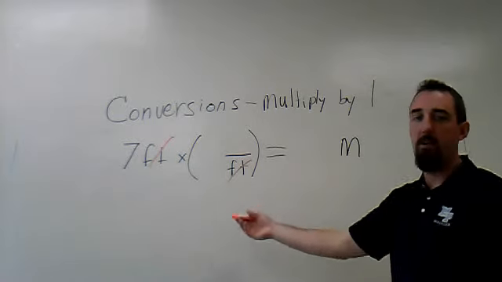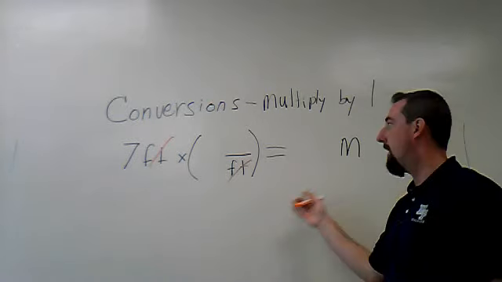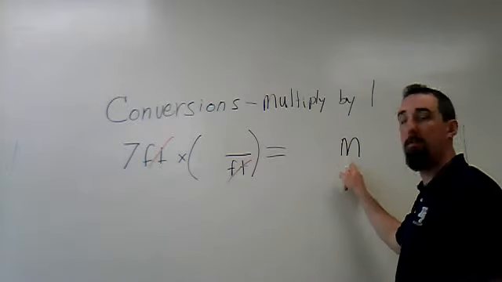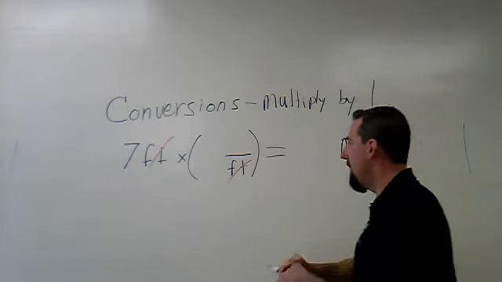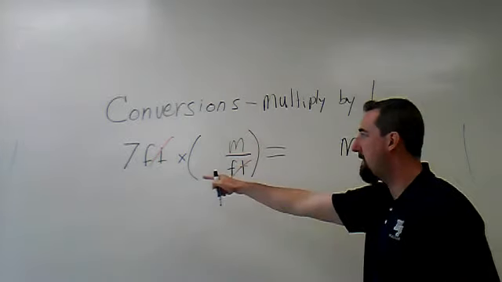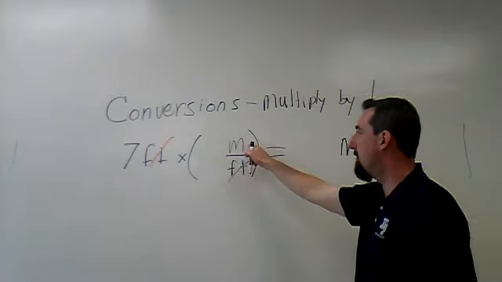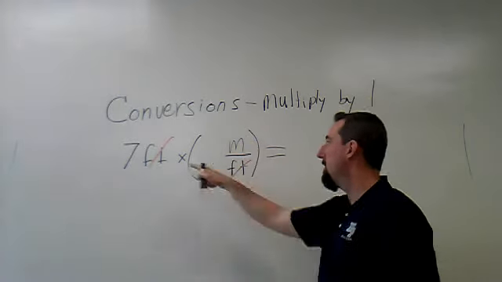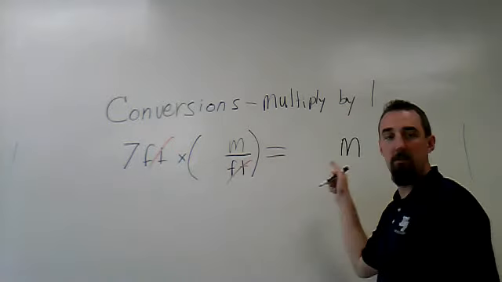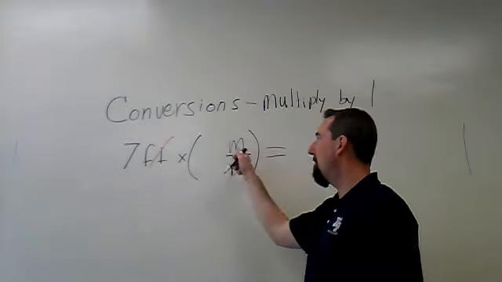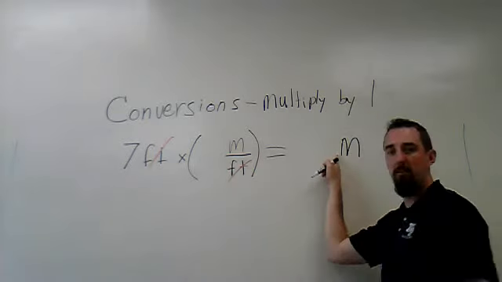Well, now I have no units. That's not good. I still want a value to this, or I still want a descriptor for it. So I want it to be meters. Well, that's easy. If I just put meters on top, now I have 7 feet times meters. Now I have foot meters divided by feet. Well, now I just have meters equals meters. There's my conversion. The problem is I can't just multiply 7 by meters. 7 feet does not equal 7 meters.